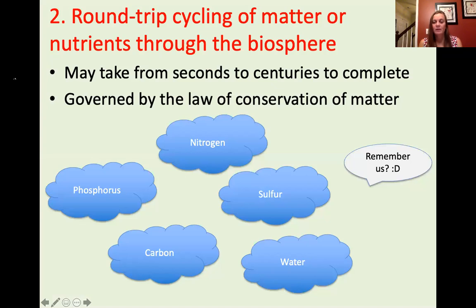Number two, so we get the energy from the sun, but in order for plants and animals to be able to use that energy, we have to talk about the cycling of matter or nutrients through that biosphere. So this can be really quick cycling. This can take days, weeks, months, or even centuries. Okay, but chemistry rules all. So even though these are cycles and things move around, we are still governed by the law of conservation of matter. So you guys might remember these cycles: the carbon cycle, the water cycle, the phosphorus cycle, the nitrogen cycle from 7th grade life science. If you don't, that's okay. We're going to go into them in much more detail in environmental science.